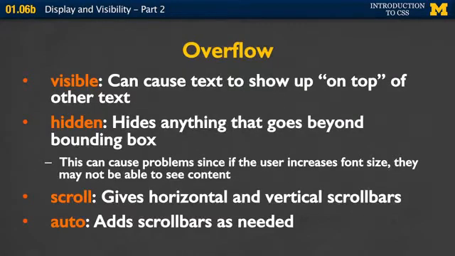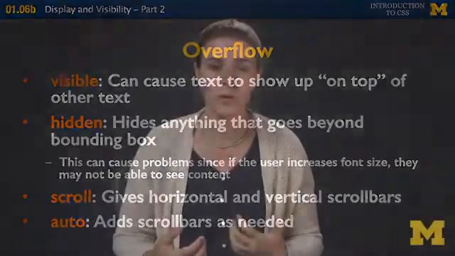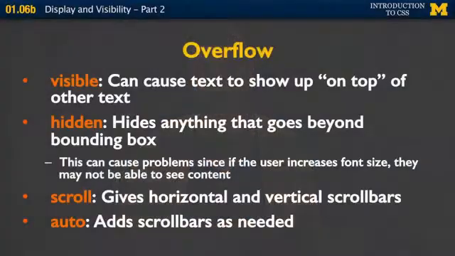The 4 values for overflow include visible, which basically means if you've drawn a box and there's a whole bunch of text inside of it, the text is actually just going to go outside the box. So no matter what, the content is visible even if it goes outside the lines. Hidden does pretty much the opposite. It says, if you have something inside this box and it's too big, it's gone.